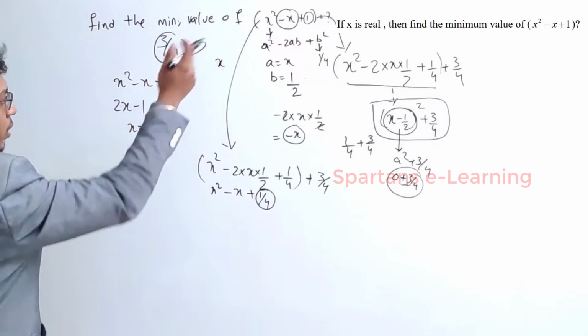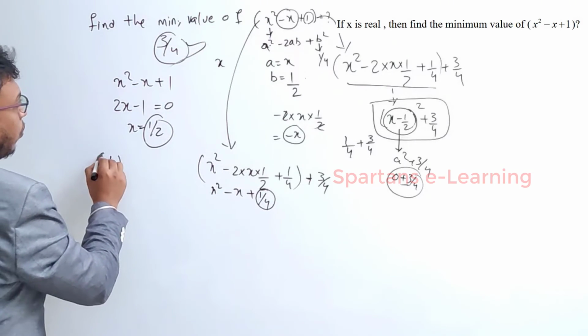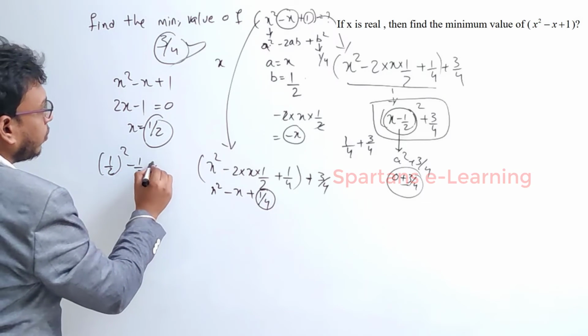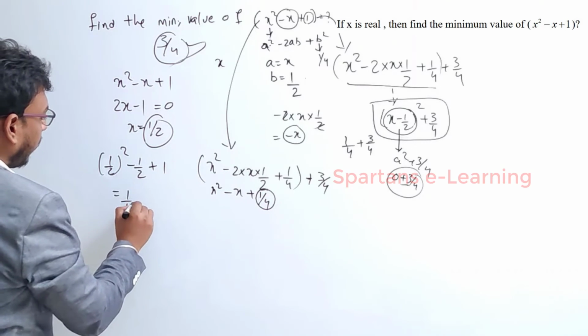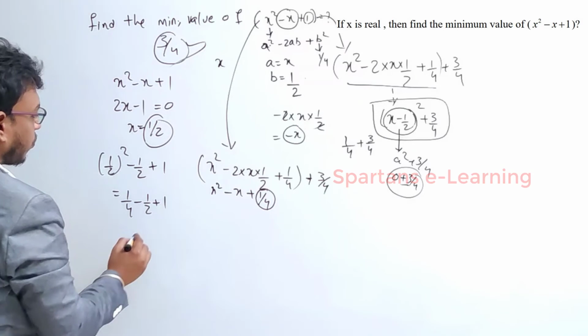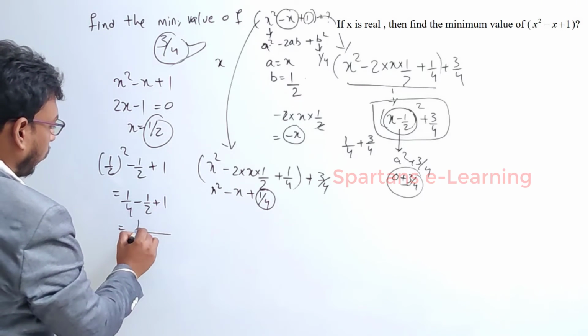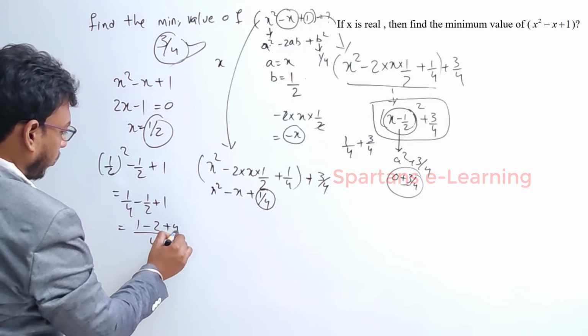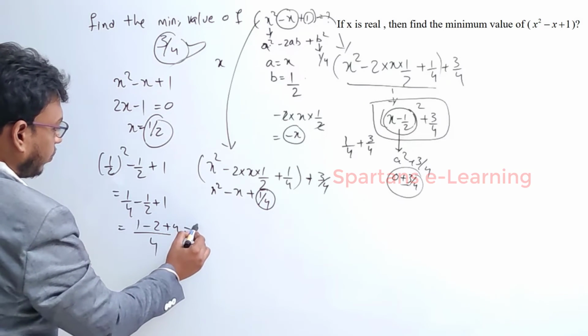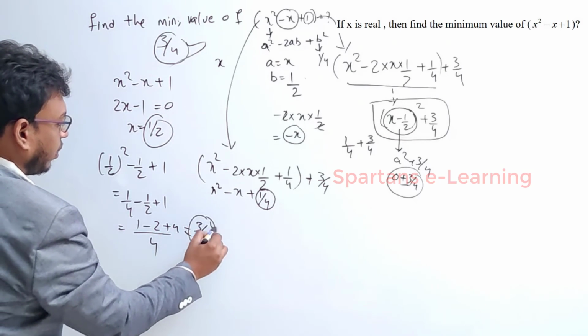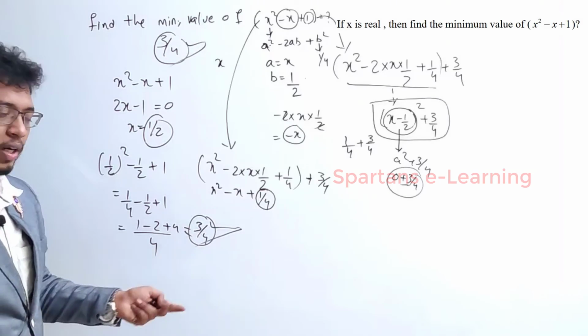So put 1 by 2 in the question. So it will be 1 by 2 whole square minus 1 by 2 plus 1. This gives you 1 by 4 minus 1 by 2 plus 1, right? So this gives you, if you take LCM 4, 1 minus 2 plus 4, right? This gives you 3 by 4. That's it. The same answer we got here as well, right?